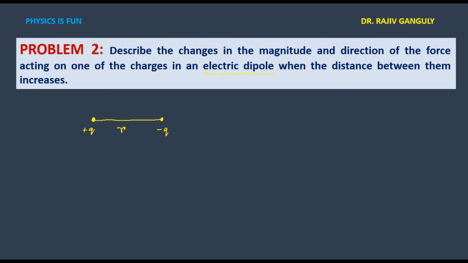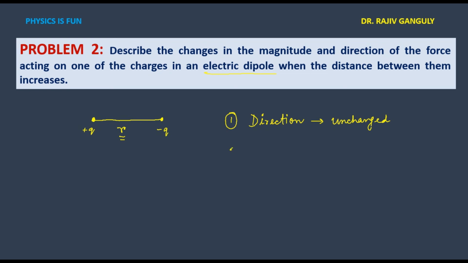So it is told that their distance is increasing. So the value of R is increasing. So what will be the change in the magnitude and direction of the force? First of all, we assume that their distance increases, so they are moving in the same line. So number one point is the direction of force remains unchanged. It will not change because the force is actually acting along the line.